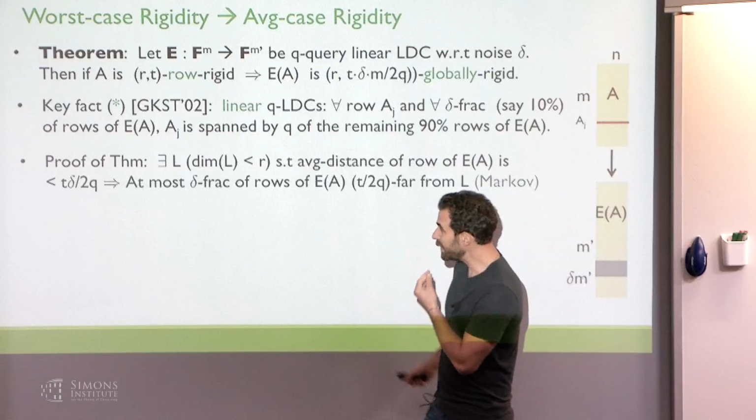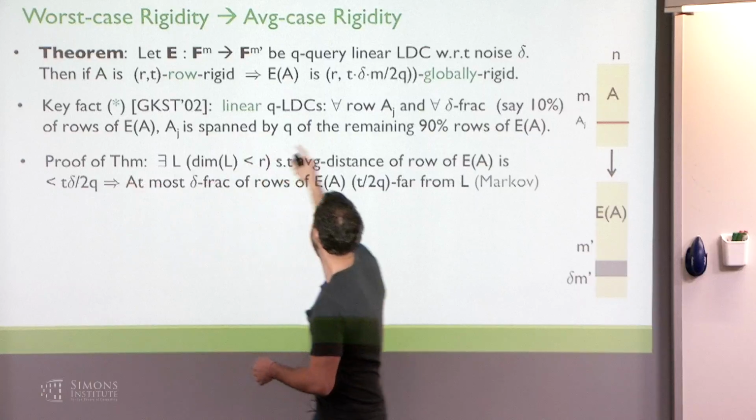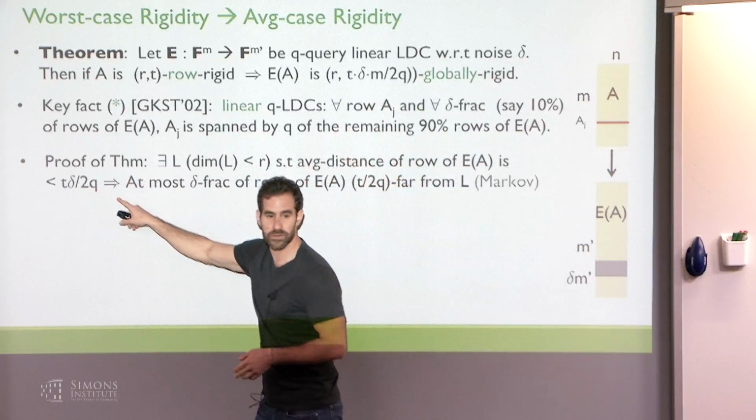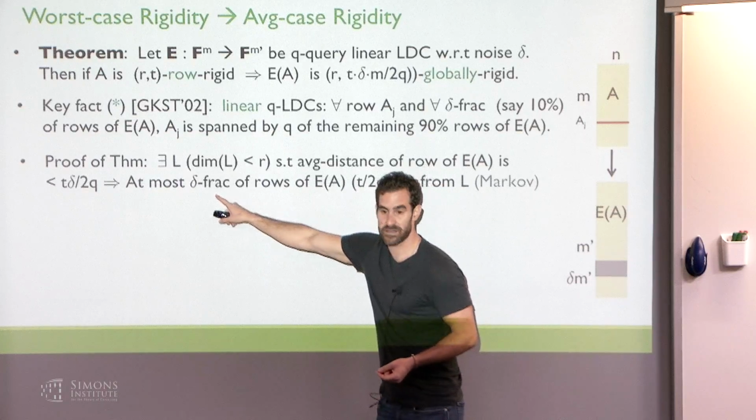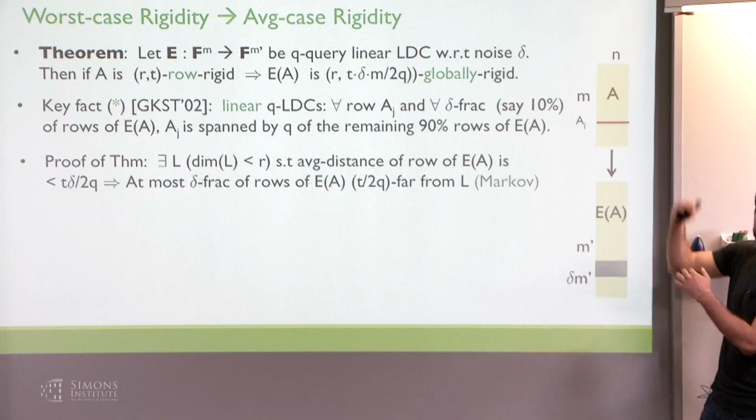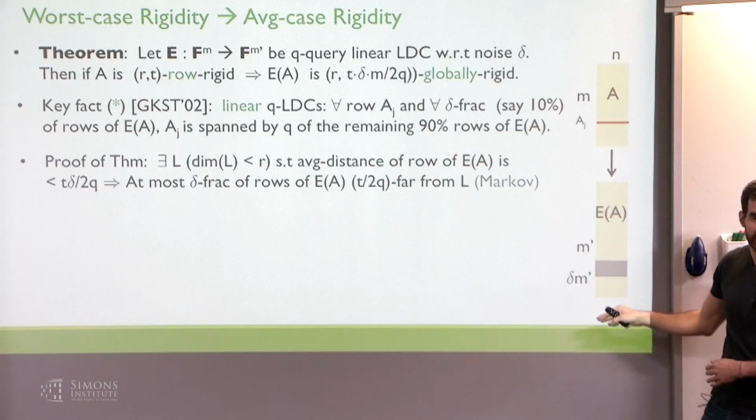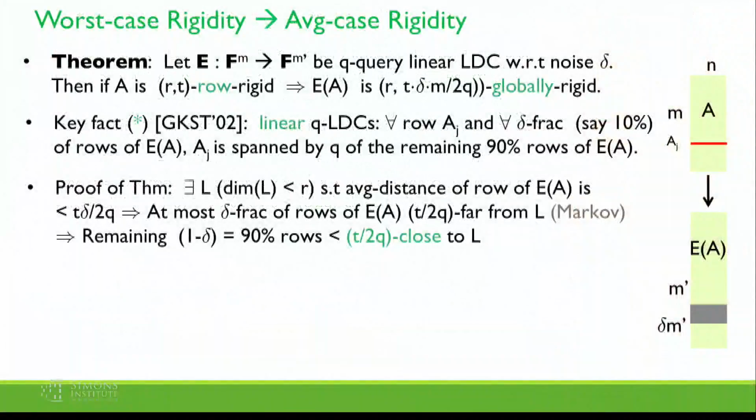Right? This means just by a Markov argument that the average rigidity of each column, you just divide by m, is T delta over 2Q. By a Markov argument, this means that at most 10% of the rows are very far. All the rest of the rows of E of A are close, just by the contrapositive assumption. This is a simple Markov argument. But this means that any row, using this key fact, is spanned by those remaining rows, all of which are T over 2Q close.